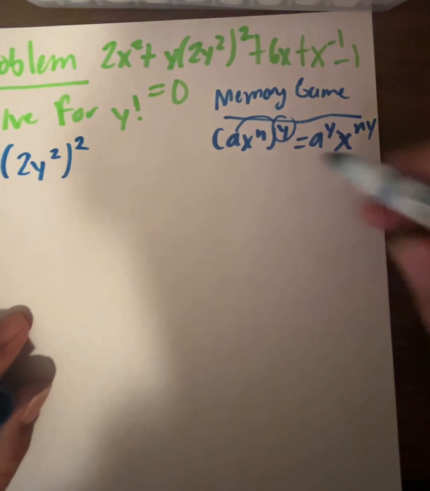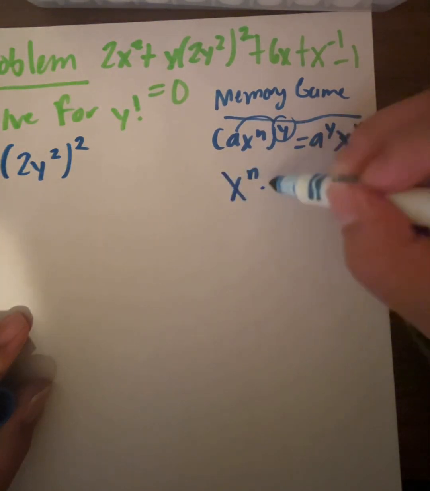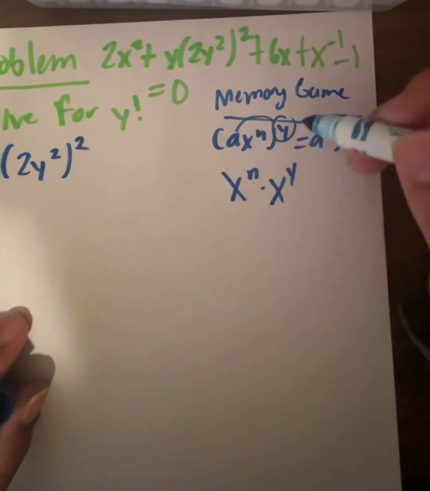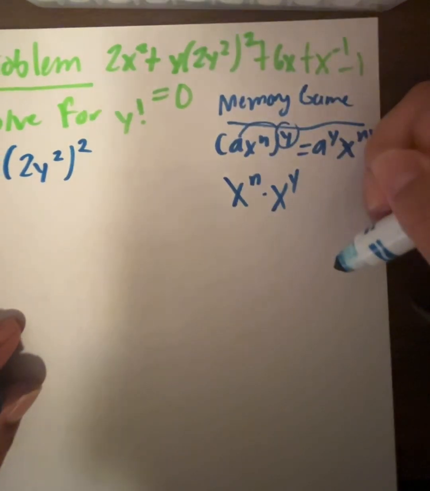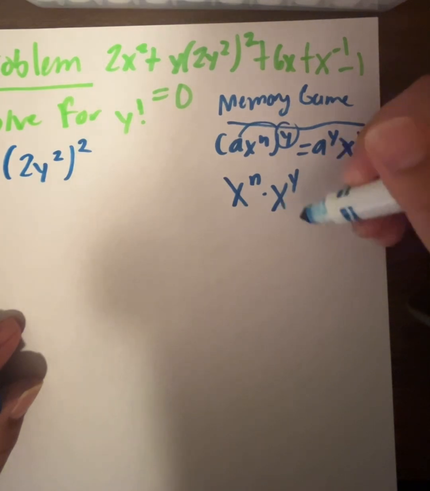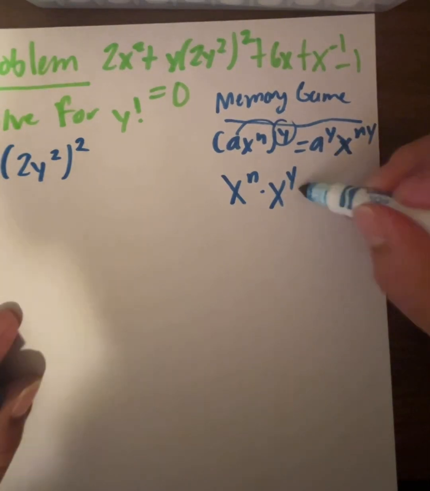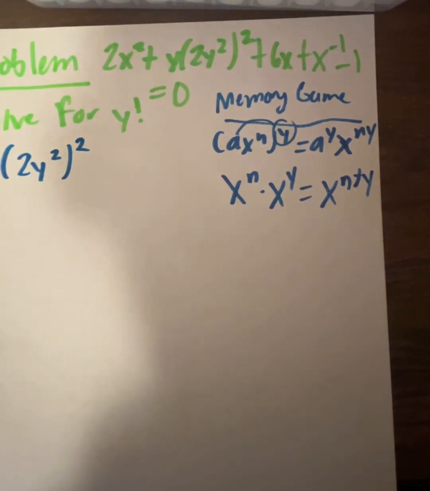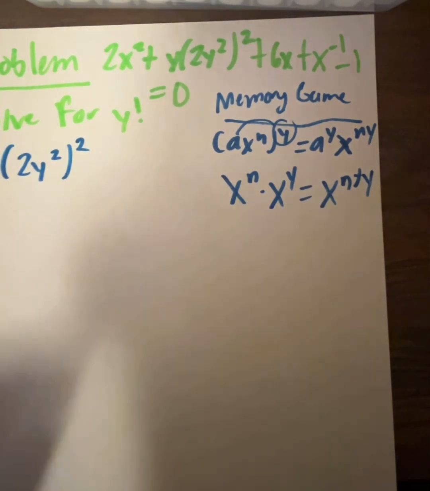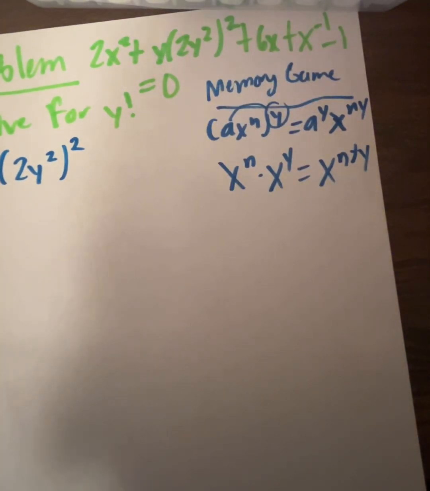And if we have something written like this, x to the n times x to the y, since there's the same base, since we have x as the base, we can just add the exponents. Simple. We just add the exponents in that case. So that will be helpful. The memory game will be helpful.